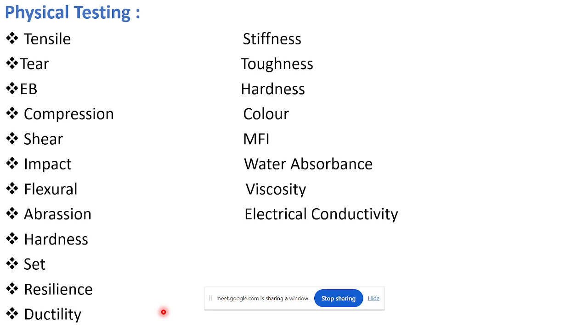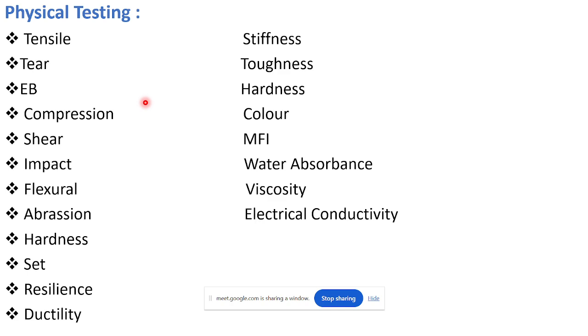Now in physical testing there are different parameters you need to measure. Very important are tensile strength, shear strength, elongation at break, compression, shear, impact strength, flexural strength, abrasion resistance, hardness, set property, resilience, ductility, also stiffness, toughness, color, melt flow index, water absorption, viscosity, and electrical conductivity. So these all are under the physical testing, and these are very important for engineering type of material.